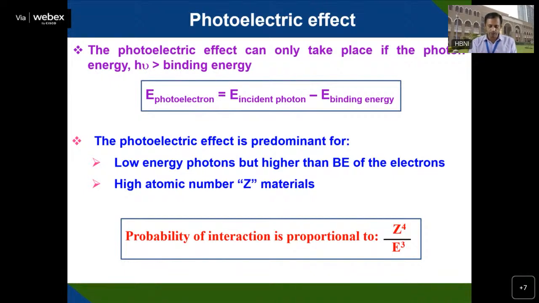The photoelectric effect is predominant for low energy photons, but with higher binding energy than that of the electron. It has low energy, but it has to overcome the binding energy of the electron; then you are able to eject one electron. So with higher atomic number Z materials you get more photoelectric effect. Its probability of interaction is proportional to Z to the power 4 by E to the power 3, where E is the energy.